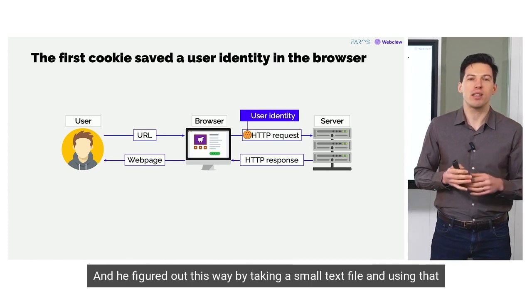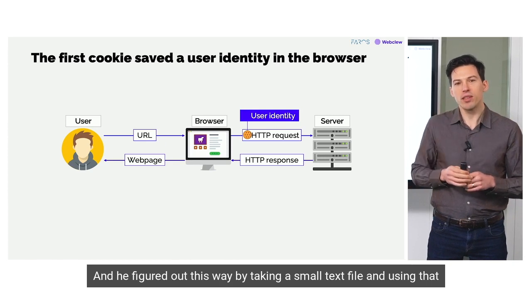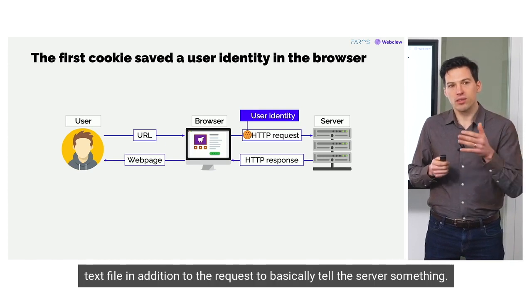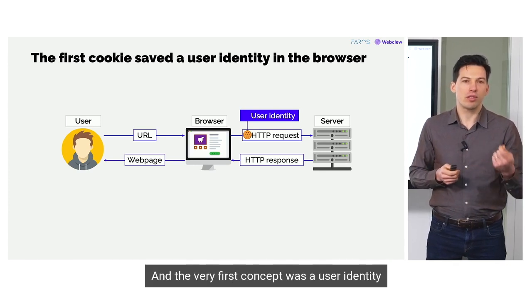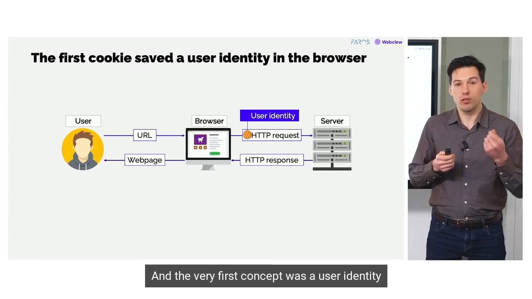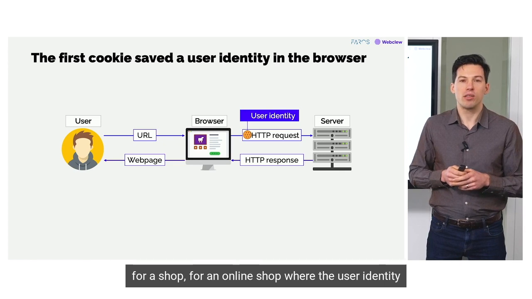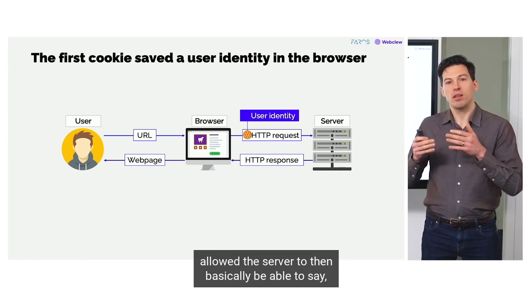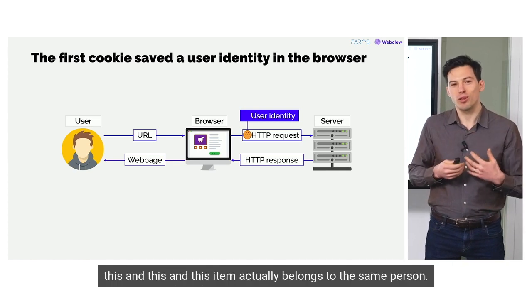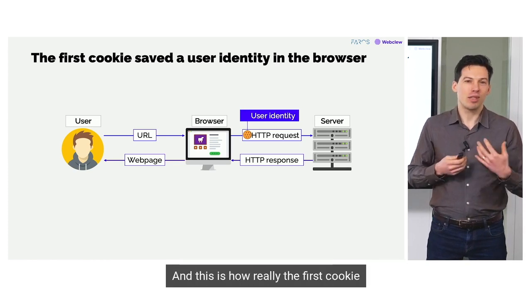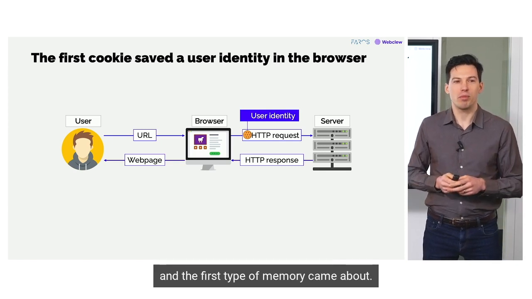He figured out a way of taking a small text file and using that text file in addition to the request to tell the server something. The very first concept was a user identity for an online shop, where the user identity allowed the server to say, oh, this and this and this item actually belong to the same person. And this is how the first cookie and the first type of memory came about.